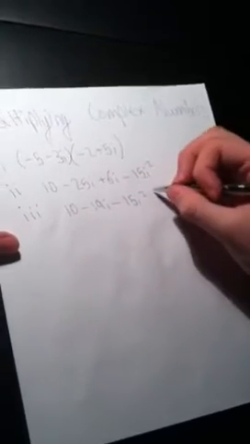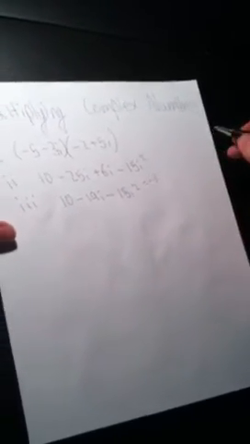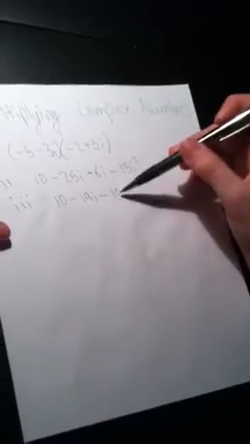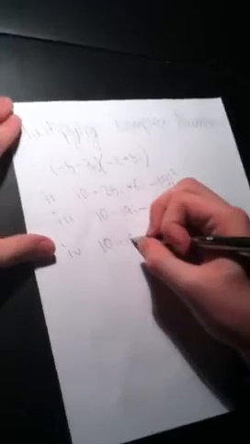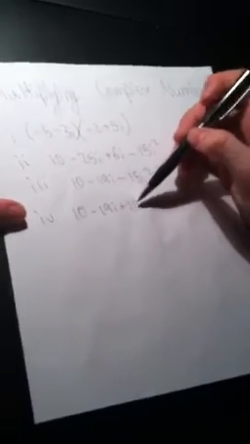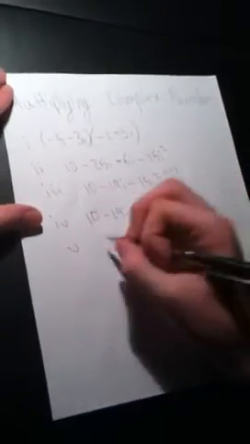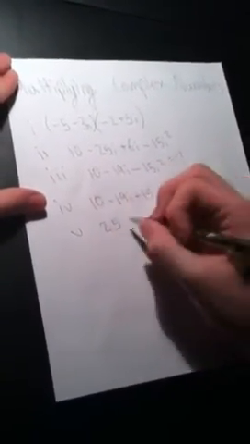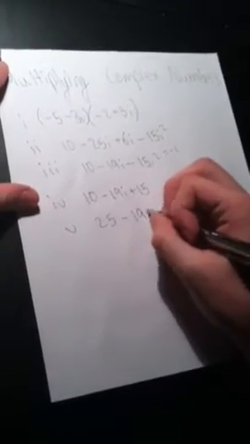And now we know that i squared is really just equal to negative 1, so we're going to multiply negative 15 and negative 1. So now you have 10 minus 19i plus 15. And now we're going to want to combine these like terms. So now we have 25 minus 19i.